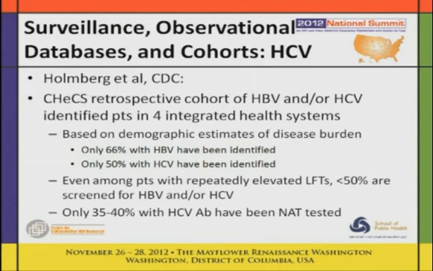Scott Holmberg from the CDC presented the Chronic Hepatitis Cohort Study, which involves 1.6 million individuals in four different integrated health systems in the United States, and began with a retrospective look back. Based on what we know about the demographics for both chronic hepatitis B and chronic hepatitis C, it was clear from the number of individuals identified in their electronic medical records that only 66% of those with chronic B and probably about 50% of those with chronic hepatitis C have been identified. So there's a need to do more screening.